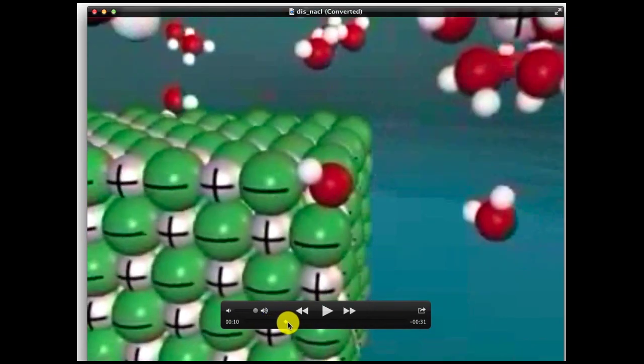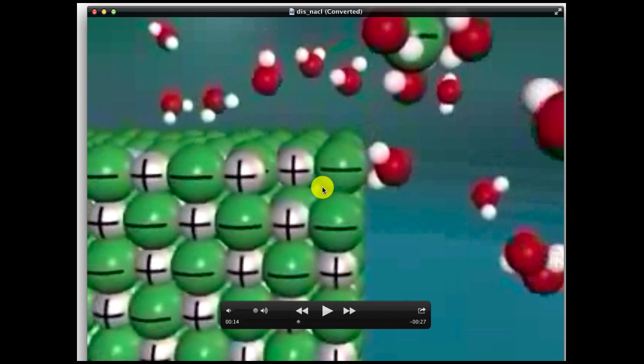Now actually in this water and salt, we'll look at the numbers in just a second, that's actually a little misleading in the fact that it's not really exothermic for this process. I'll talk about that in just a second though.